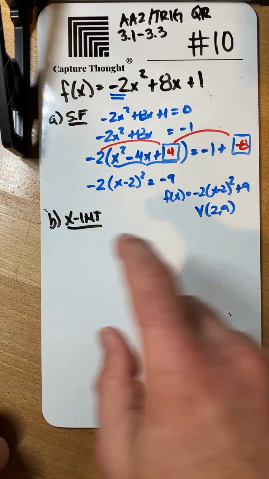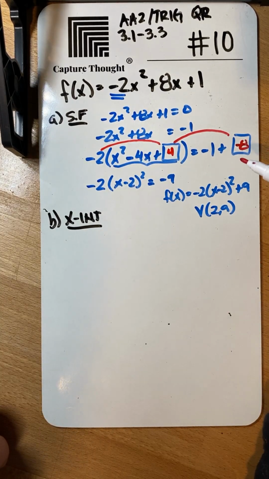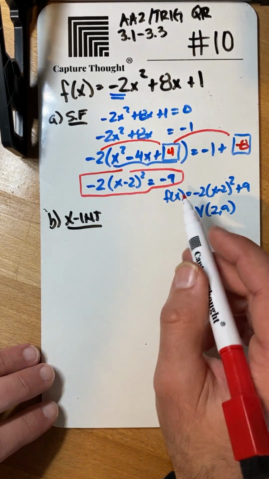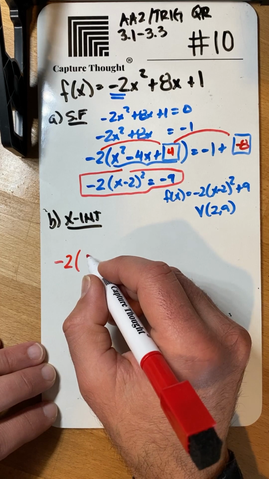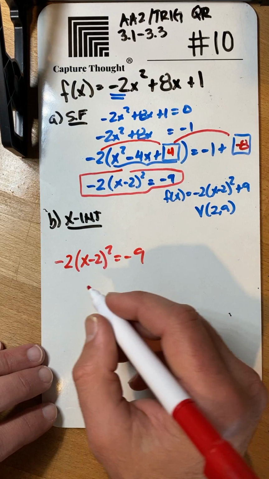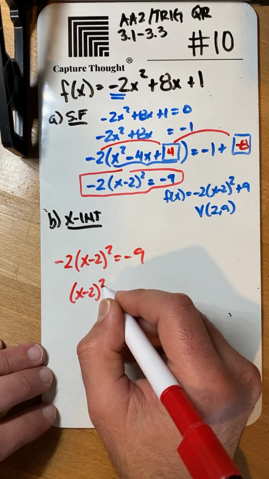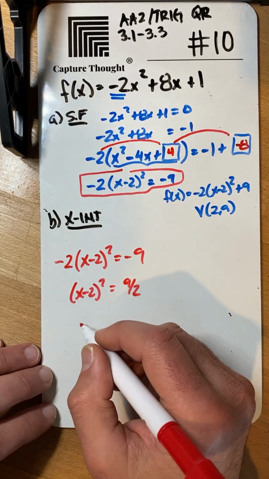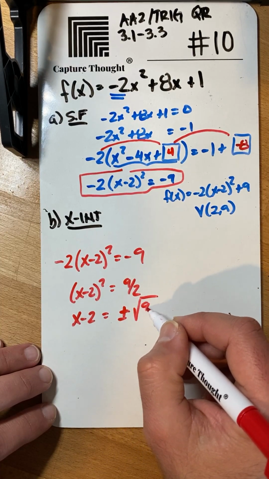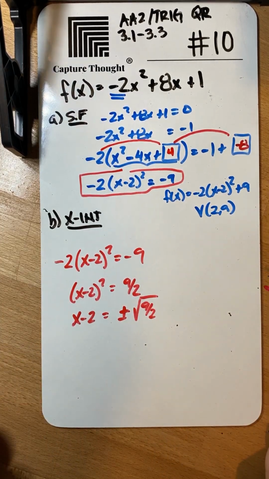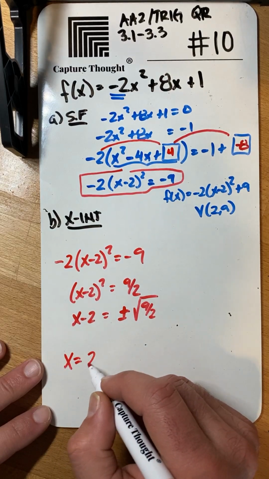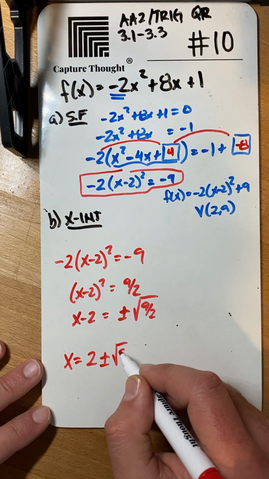Okay, part B wants you to find the x-intercepts. So I would go from this stage to get my x-intercepts. I would do negative 2, x minus 2 squared is equal to negative 9. Divide both sides by negative 2. So x minus 2 squared is equal to 9 halves. Take the square root. x minus 2 is equal to plus or minus the square root of 9 halves. Now just leave it like that for now because we want to get a decimal of this because we want to graph it. Therefore, x is going to equal 2 plus or minus the square root of 9 halves.